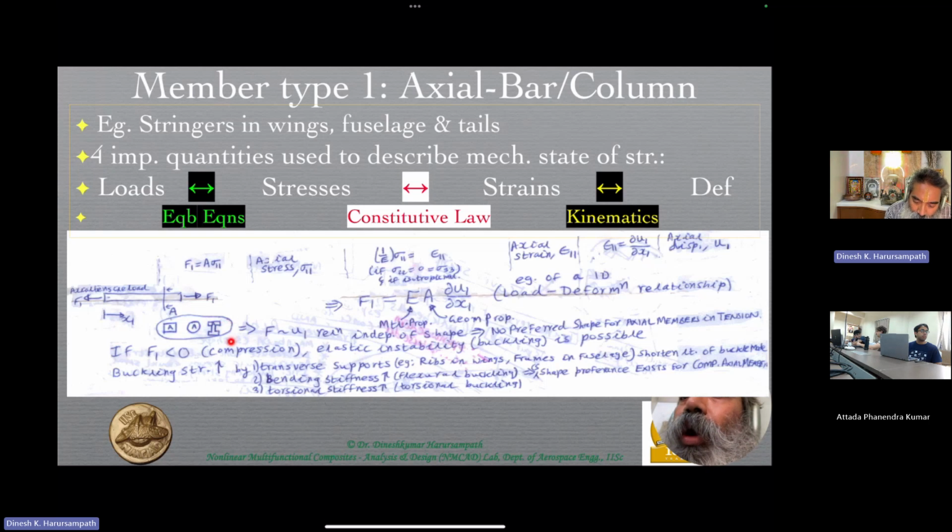A closed box beam would, or even a circular beam for that matter, which is hollow, will increase the torsional stiffness for the same area. So in other words, keeping the size same and the shape is different. So then you have the torsional buckling over there.